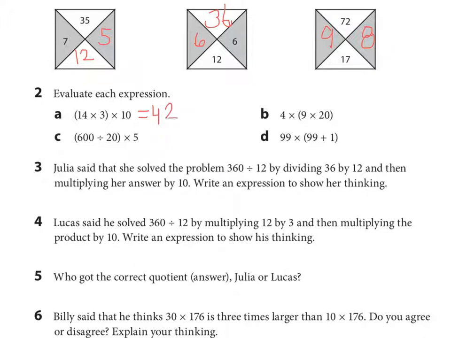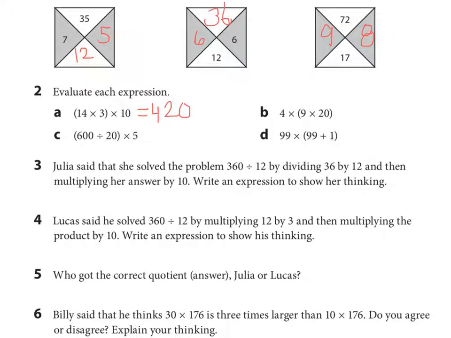Look at B, it says 4 times 9 times 20. So if I see parentheses here, that means I normally want to solve the parentheses first. So I know 9 times 20 is 180, and 180 times 4. That's one way I could solve it. But I wonder if I could instead say 4 times 9. 4 times 9 is 36, and 36 times 20, I can think 36 doubled is 72, add a 0, so that's 720.